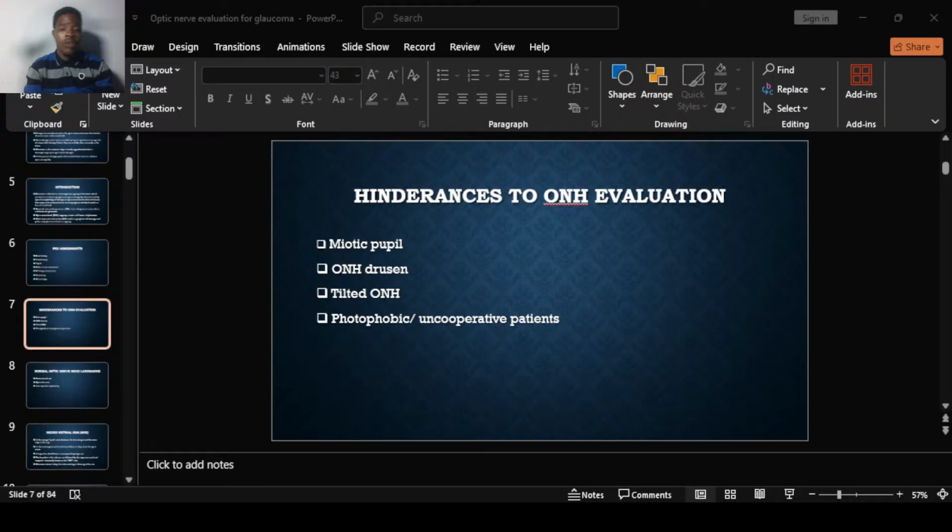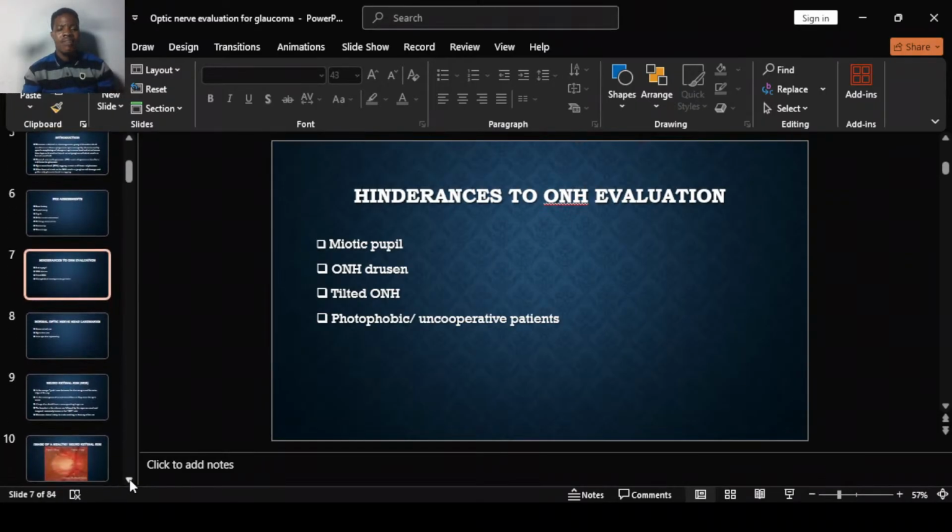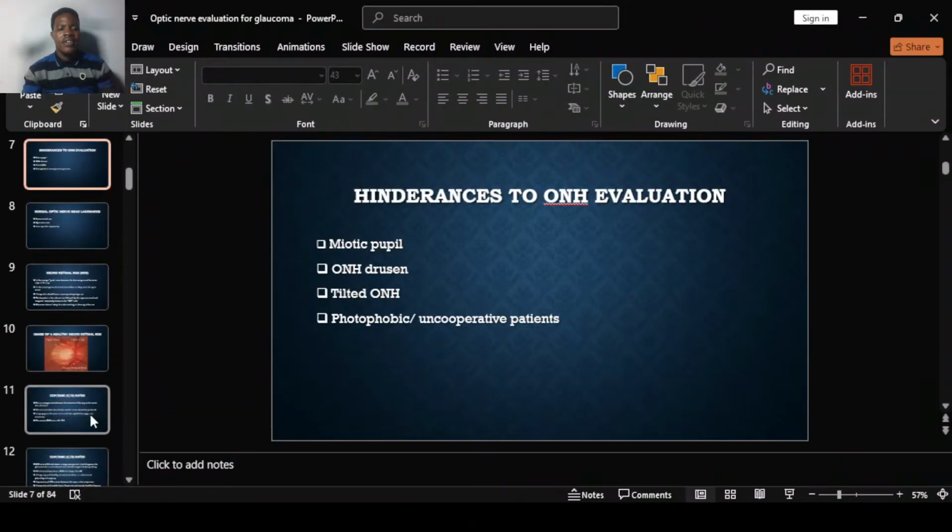The next, the tilted optic nerve head. We will look at tilted optic nerve head in detail after now. And again, a photophobic or uncooperative patient. So when a patient is photophobic, they tend to not cooperate. Or there are patients who are not photophobic, but generally they are not cooperative during ophthalmoscopy or even during an OCT examination. So these are common hindrances you might face. But then every hindrance has a solution. So it's just left for the practitioner to find a way to maneuver through it.